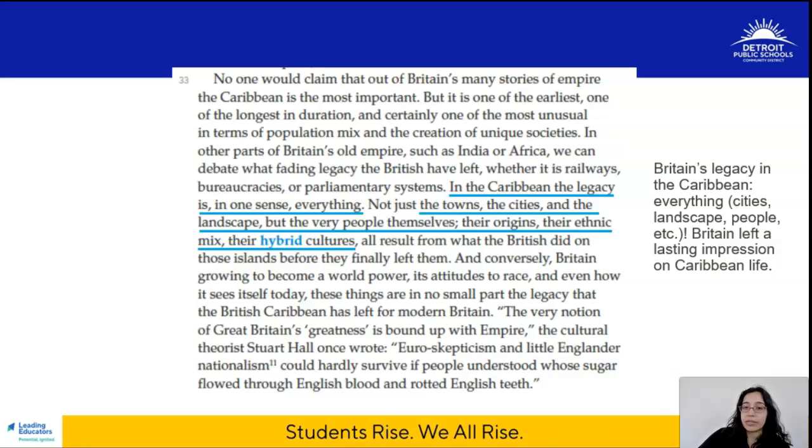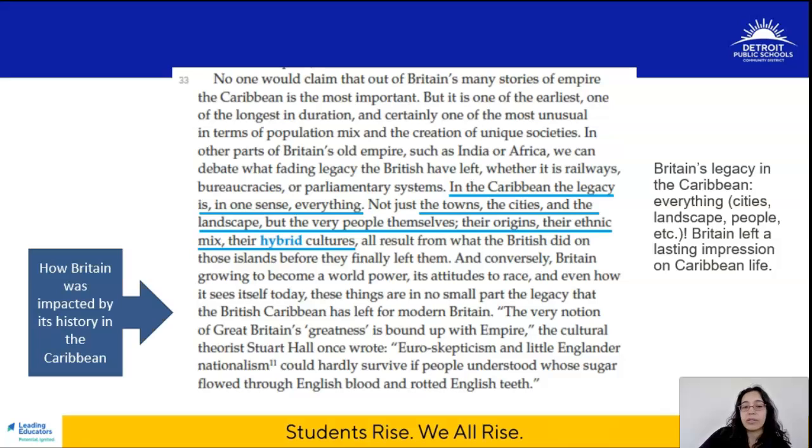There are other examples of the legacy that Britain left in the Caribbean that I'd like you to go back and underline and find in that paragraph. And you're also going to find in the bottom part of the paragraph, the author is talking about the legacy that the Caribbean may have left on Britain. So how was Britain impacted by its history in the Caribbean? And you can find that in the latter half of the paragraph. So now I'm going to give you a chance to pause the video and do that close reading of paragraph 33 now.